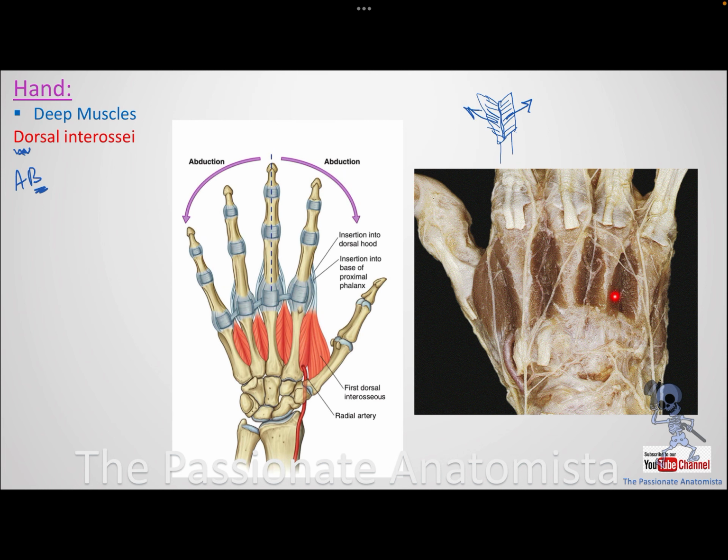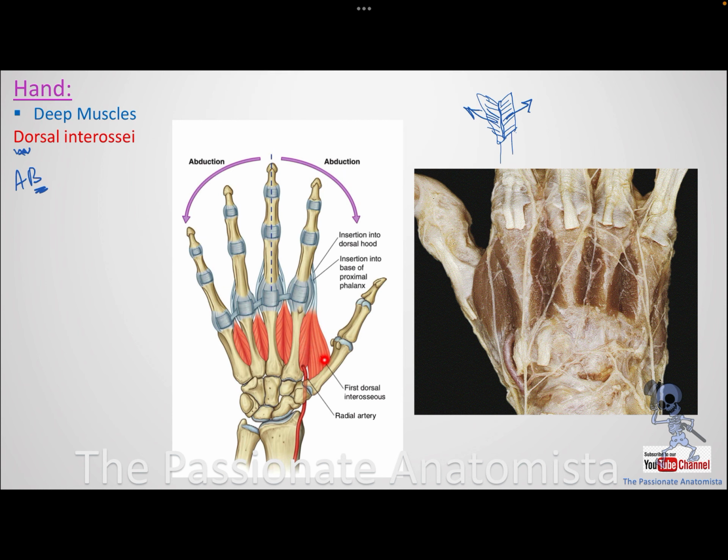So dorsal interossei, you will find them filling in the bones of your metacarpals. You can see that they are filling in the metacarpals, and you will have 4 of them because you need one between this and this, one between this and this, one between this and this, and one between this and that. This way they abduct your fingers. You will have them for all the fingers, abduction, dorsal interossei supplied by the ulnar nerve. And this is how they look on a cadaver.